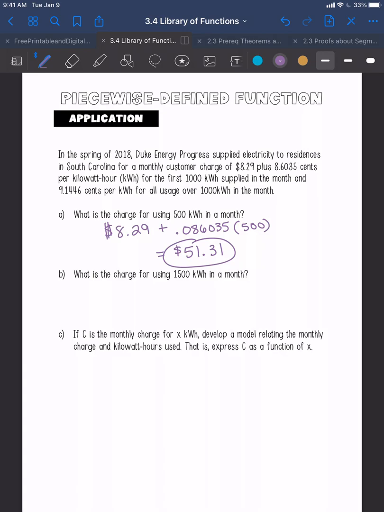Part B, what is the charge for using 1,500 kilowatts in a month? Well, for the first 1,000, we pay the $8.29 plus 8.6 cents. Then for the next 500 over the 1,000, we have to pay the 9.1 cents. So we pay the $8.29 plus 0.086035 times 1,000 plus 0.091446 times 500. You do that math and you get $140.05.